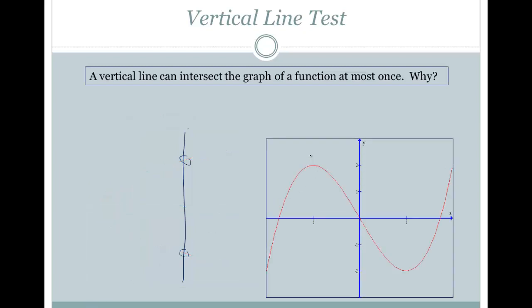And this one here is actually a function. I can draw a bunch of different vertical lines, and you can see I'm only intersecting at one spot. So that one is a function. So the vertical line test is a quick way to look at a graph and tell whether or not the graph is a function or not.